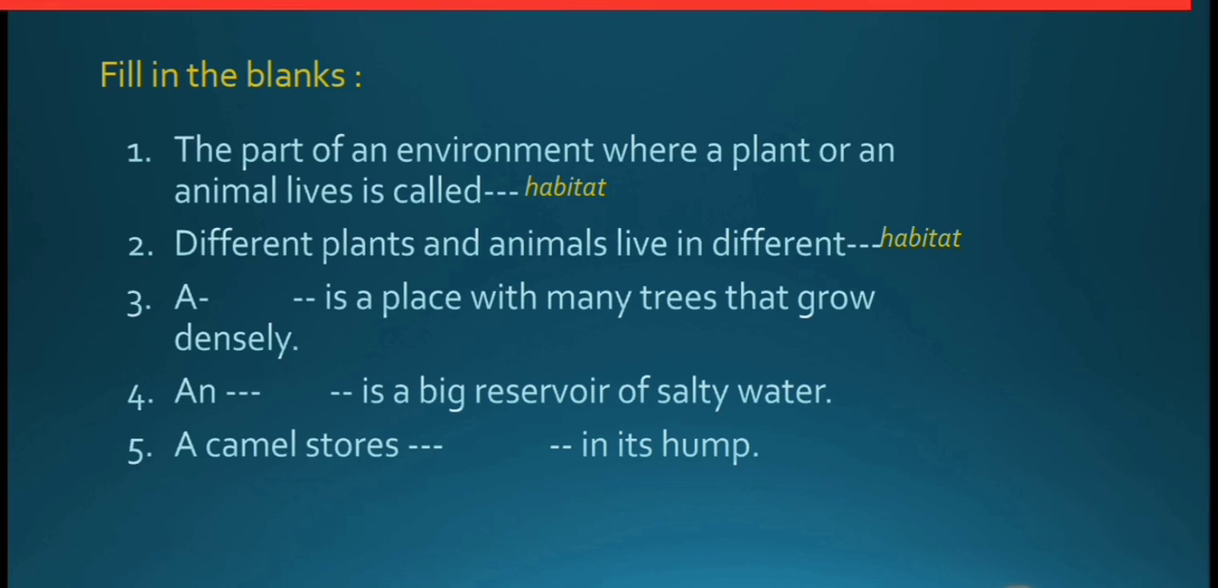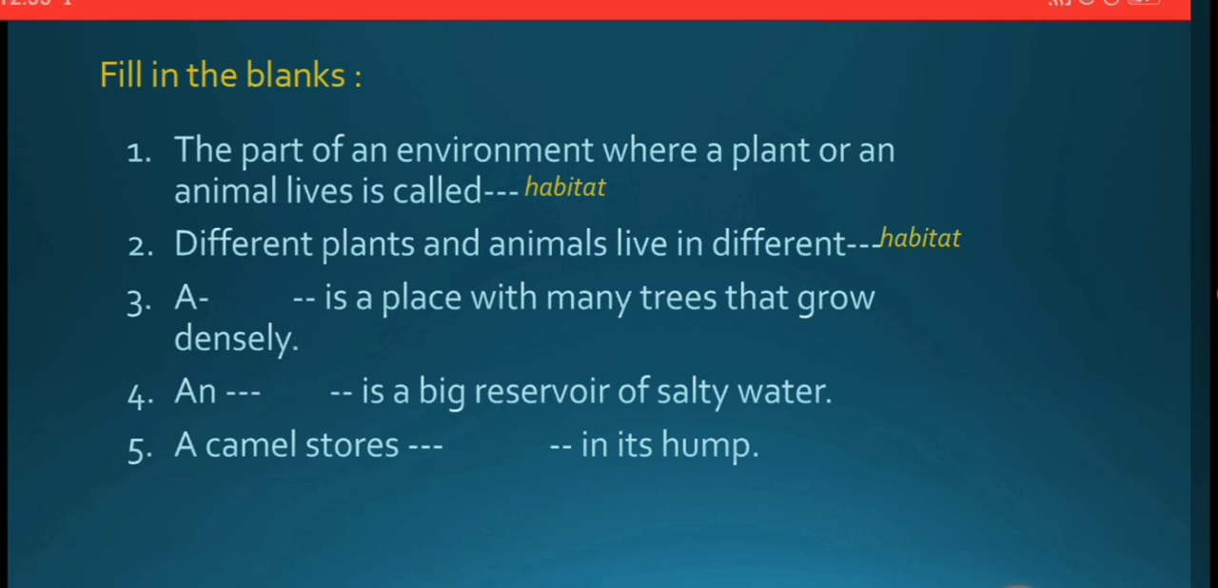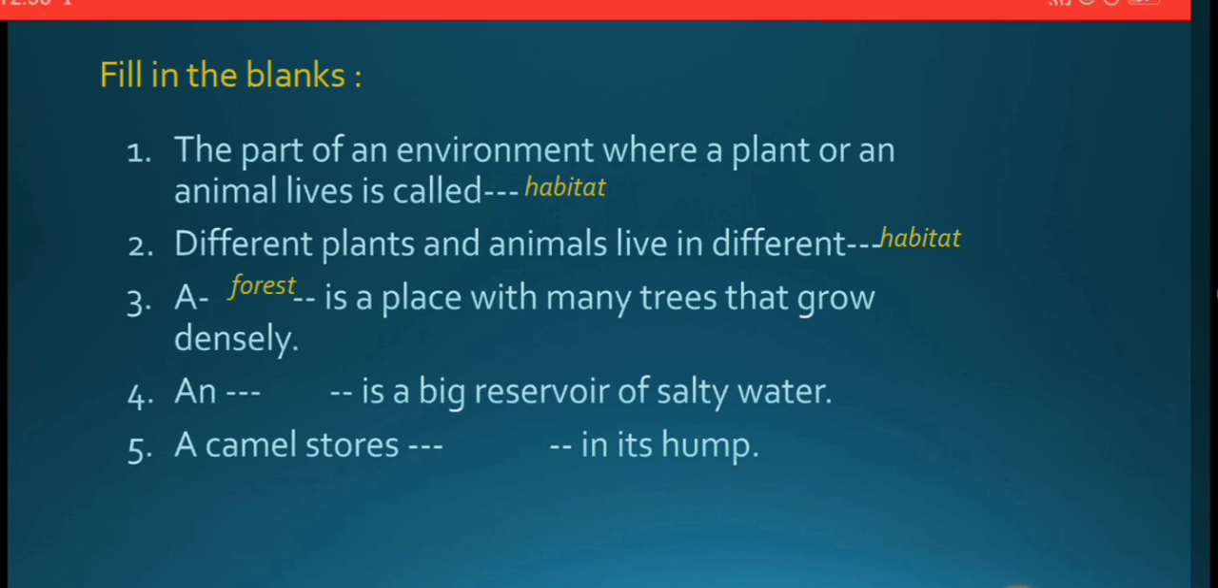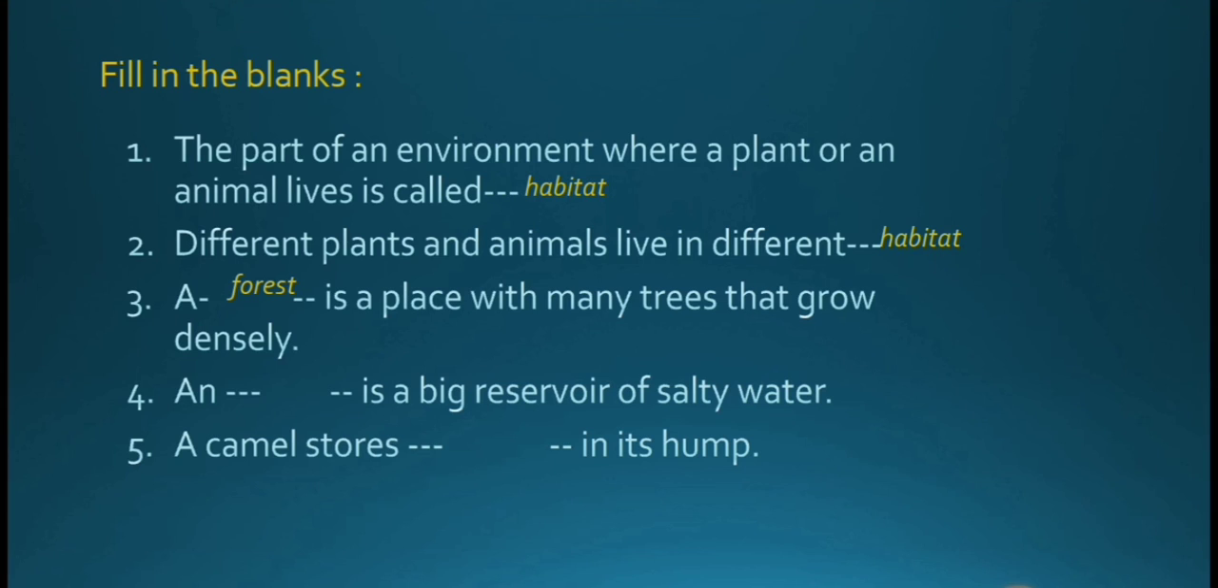Now number 3. A dash is a place with many trees that grow densely. What will be the answer? Forest. Okay, let's see the answer. A forest is a place with many trees that grow densely.